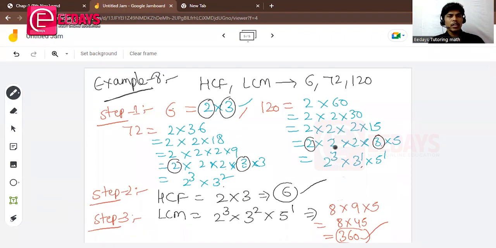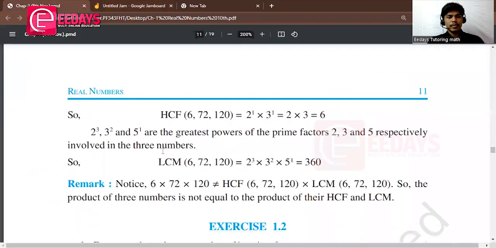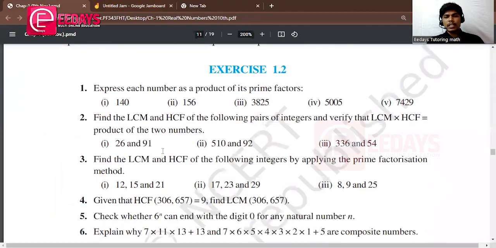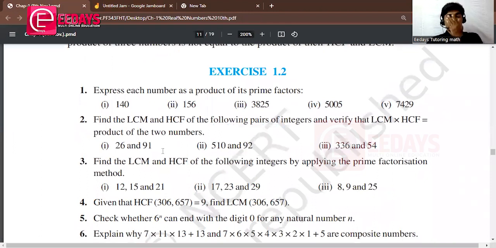Sir, here in 72 and 120, 2 and 2 are common and another 2 into 2. Why can't we take that? For HCF, you can consider all three numbers, 6, 72 and 120. For 6, only 2 factors are there. You can take those, and those factors are also common to the other numbers. I hope everyone understood. Now the exercise part, Exercise 1.2.